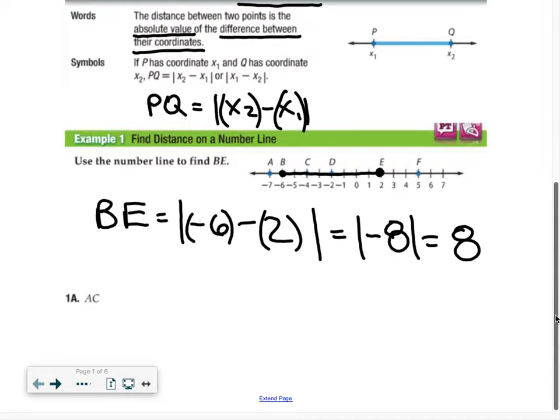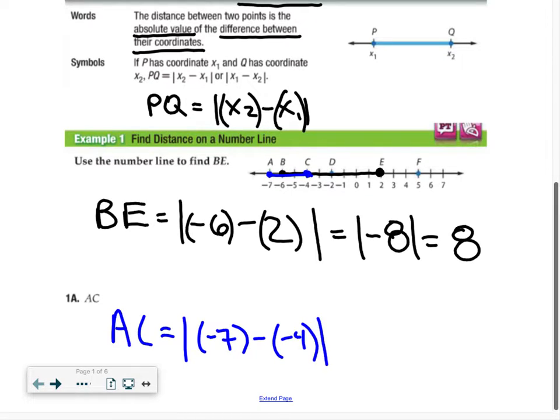AC. So we want to find the distance of AC, that segment there. So AC equals the absolute value of, let's substitute A in, which is -7, minus C, which is -4. Again, I use parentheses when I substitute. So this becomes the absolute value of -7 minus -4. Double negatives become +4. So it's the absolute value of -3, which is 3.